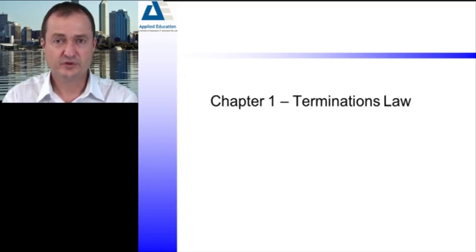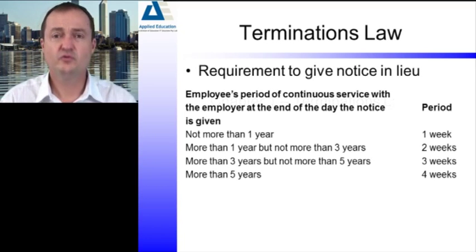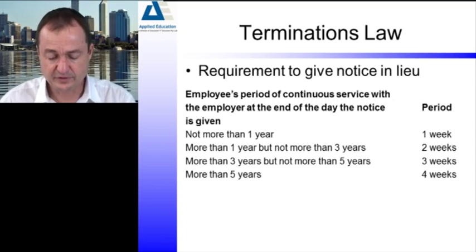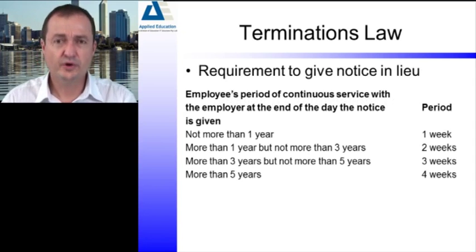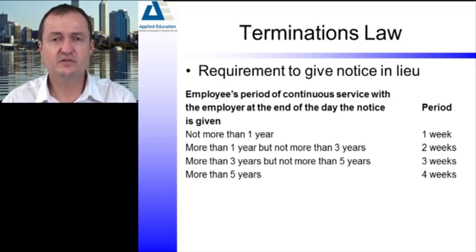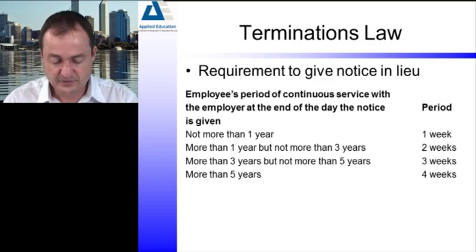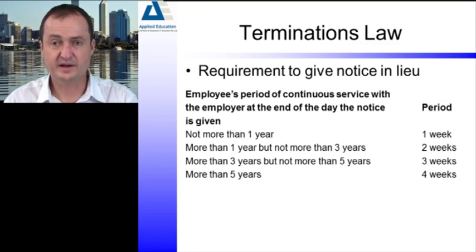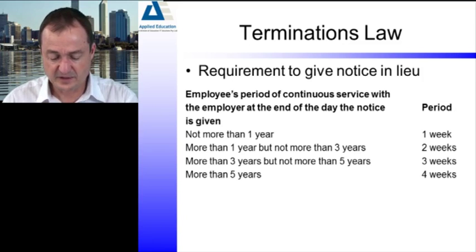Chapter 1 is dealing with terminations law. In relation to terminations law under the Fair Work Act, an employer cannot terminate an employee unless they've given them written notice of their day of termination. In terms of giving them that notice, it must be given to them in one of three ways: delivered to them personally, leaving it at the employee's last known address, or sending it by prepaid post.